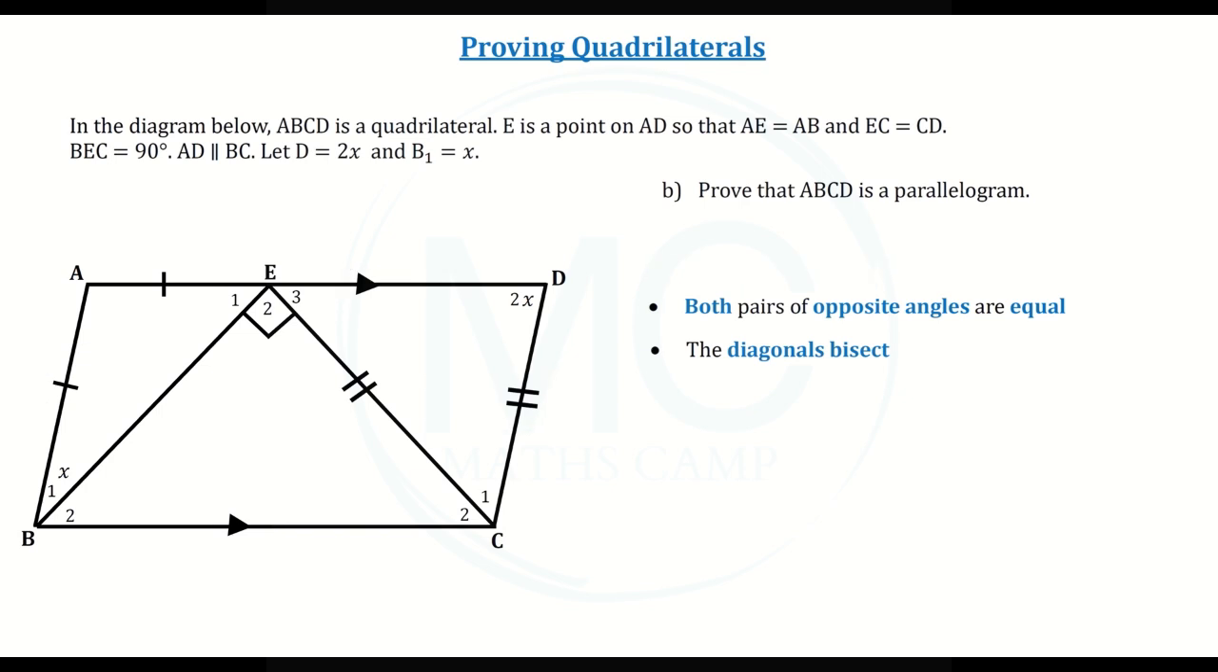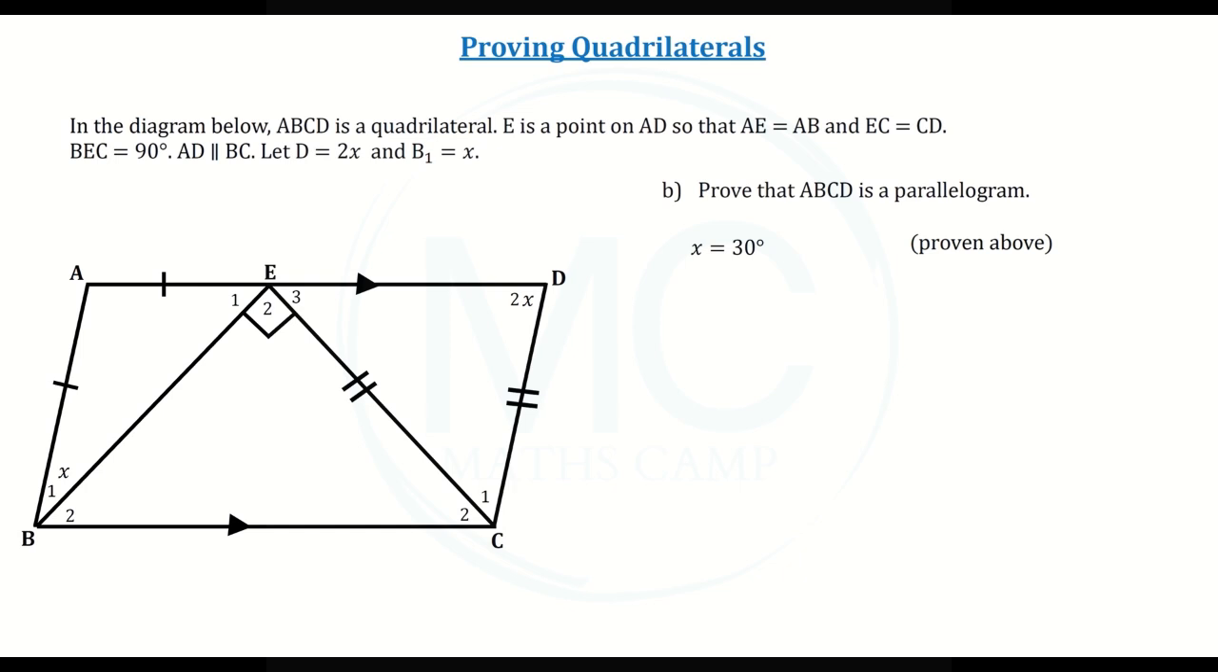To prove that ABCD is a parallelogram, we have to prove that opposite angles are equal, or we need to prove the diagonals bisect. But this quadrilateral doesn't have any diagonals, so we can't use this either. This means that we have to prove that both pairs of opposite angles are equal. In part A, we found that x is equal to 30 degrees. We don't need to prove this again, so as our reason, we can simply say proven above.